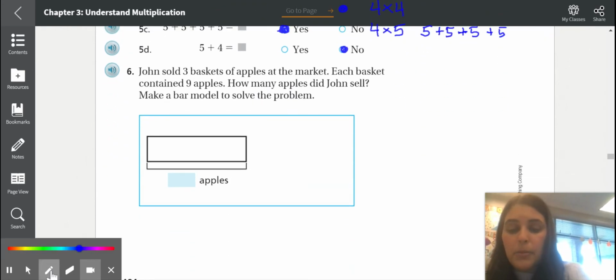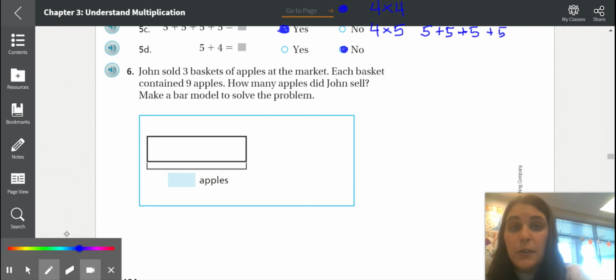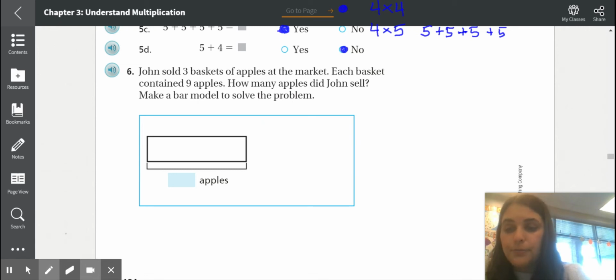Okay, here we have a bar model, and we're going to use this story problem to solve. John sold 3 baskets of apples at the market. Each basket contained 9 apples. How many apples did John sell? Make a bar model to solve the problem. So let's go back and read it again. Circle what we need to know.